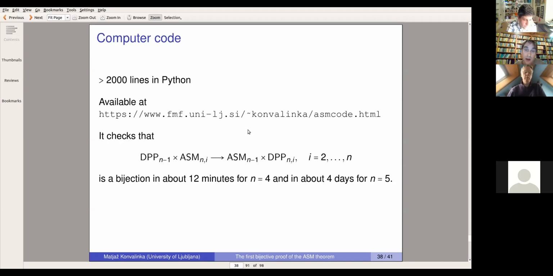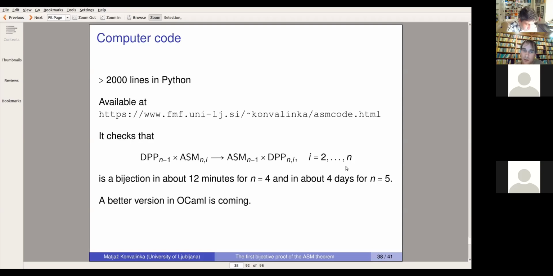For example, well, how fast is this? Well, if I'm checking this for n equals 4 and for all i's that are interesting, 2, 3, and 4, it takes about 12 minutes. So this is pretty reasonable. For n equals 5, it's 4 days. So don't go higher than that. But a student at our department, a master student, is going to do this for her master thesis. She's going to write a better code in OCaml. So hopefully better and faster and more useful code is coming at some point.